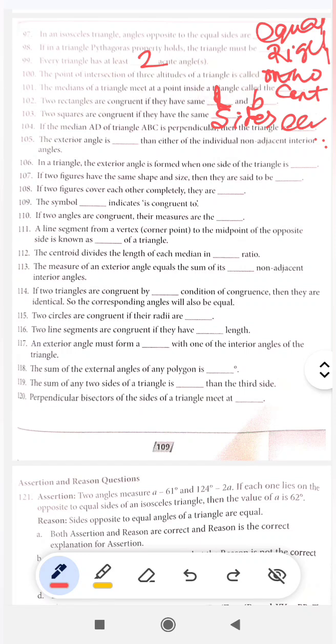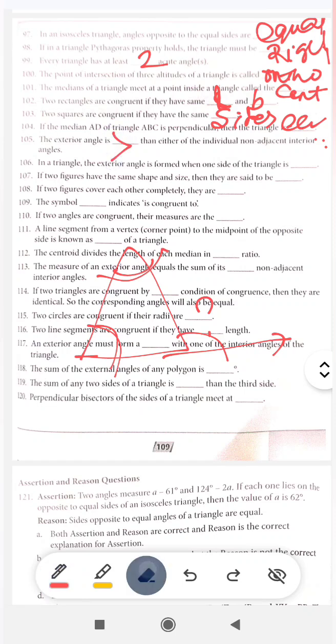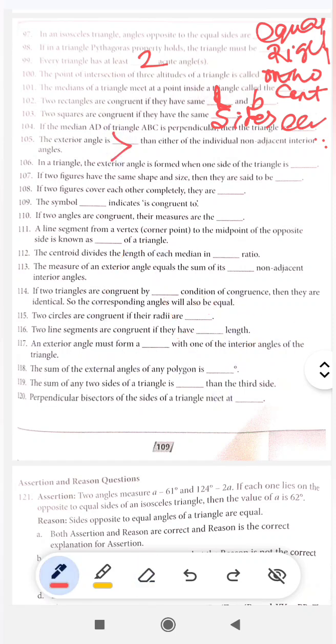The exterior angle is dash than either of the individual non-adjacent interior angles. So if this one is the exterior angle and it is asking about these two, because this sum is equal to this exterior angle, it means it is always greater than. Okay, you can write also greater than. Now next, in a triangle, the exterior angle is formed when one side of the triangle is extended.